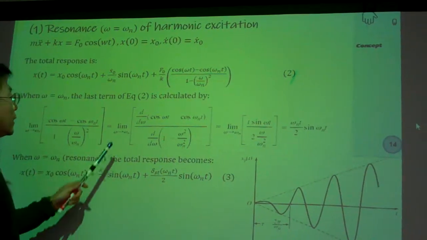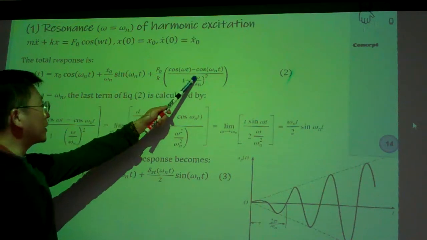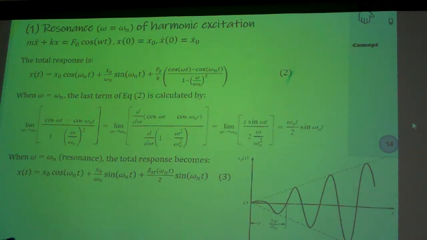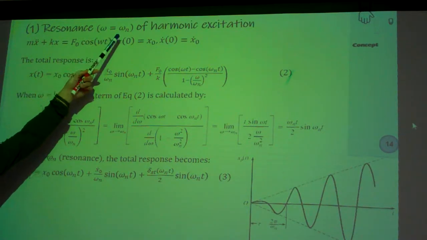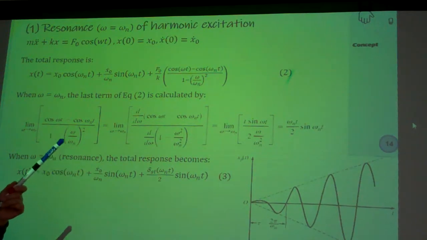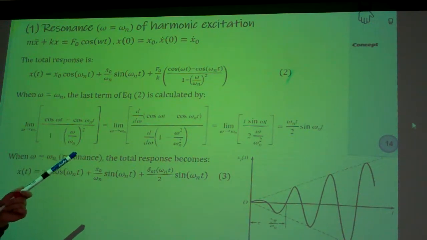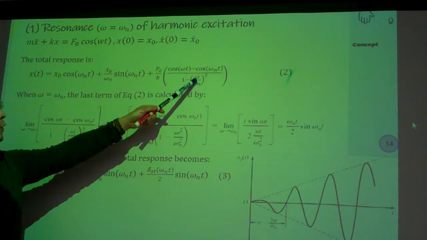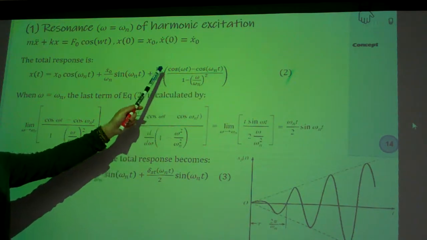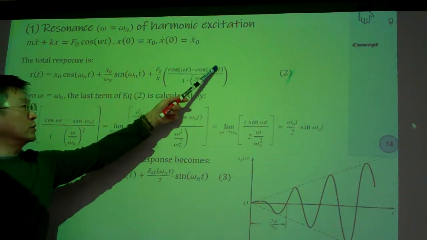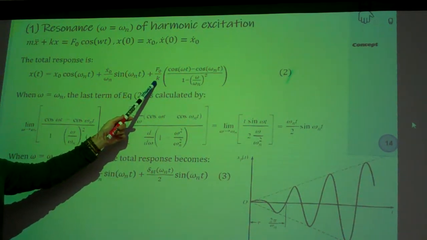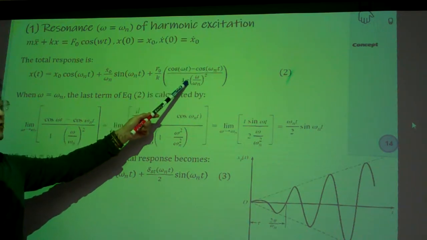Okay, so now for this case, when omega equals omega n, we want to simplify the terms for this specific scenario. If you pay attention to the slides here, I want to show you the special condition that's going to happen. You can see when omega equals omega n, the denominator is equal to 0. And the numerator is also equal to 0, so basically the last term associated with the steady state is 0 divided by 0.